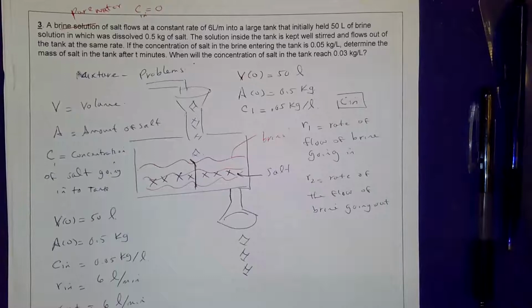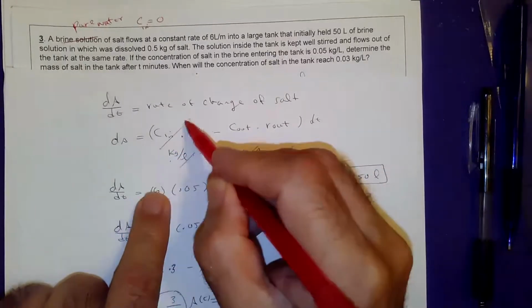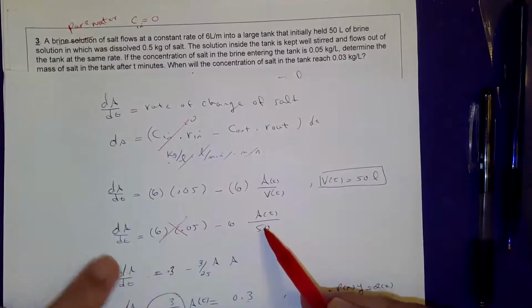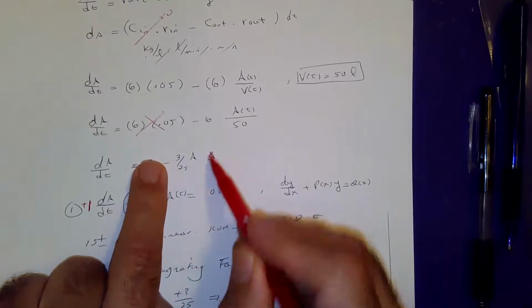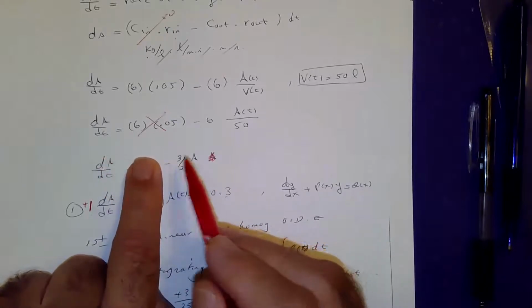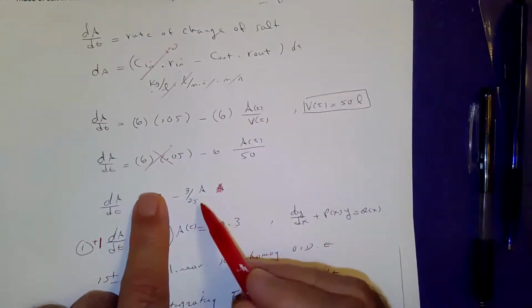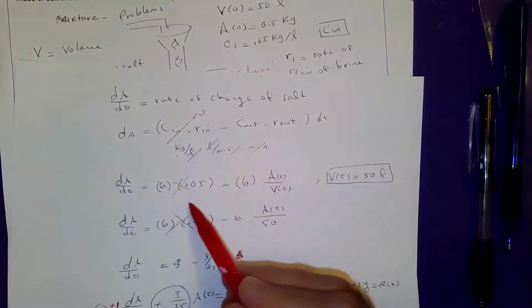So what happens is right over here, this goes to 0. All you have to do is solve this equation, and that equation is separable. There is no need for an integrating factor. You just separate the variables. So if you pour water into the tank, the solution becomes easier because C in becomes 0, so you lose this term.